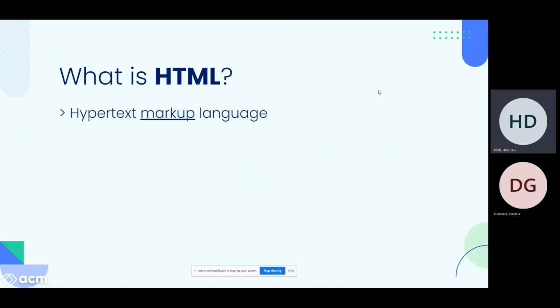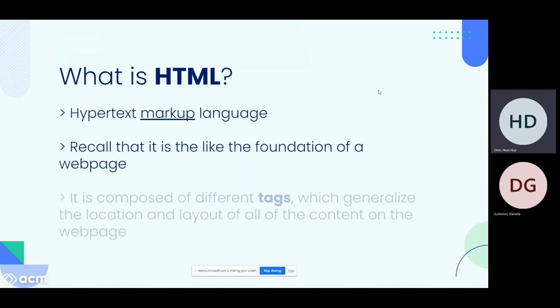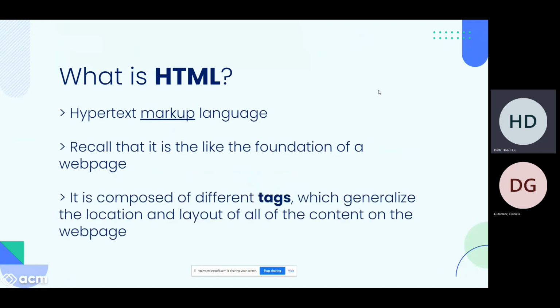HTML is hypertext markup language. Emphasis on markup. Think of it as you writing something down. It's something that you write and it's translated, kind of. Recall that it is the foundation of a web page. HTML is the skeletal structure of the page. CSS is what you see. JavaScript is the actual thinking and processing behind it. It is composed of different tags which generalize the location of the layout of all the content on the web page. So really, like I said before, it's the skeletal structure of the entire thing.